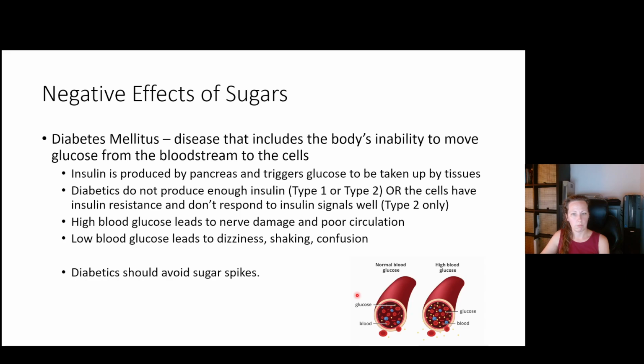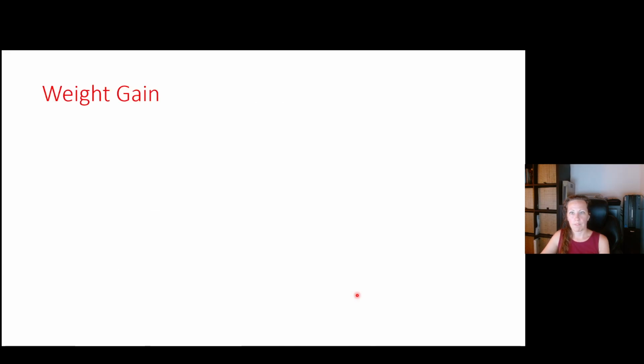Okay, last one, weight gain. I have more to be upset about here. I don't like the part of the book about weight gain at all. In fact, I'm going to say just don't even read it.